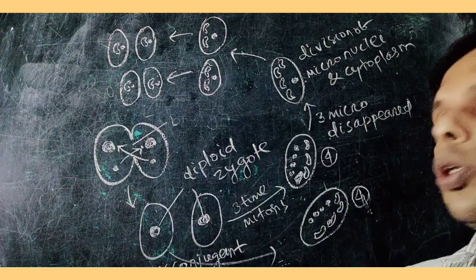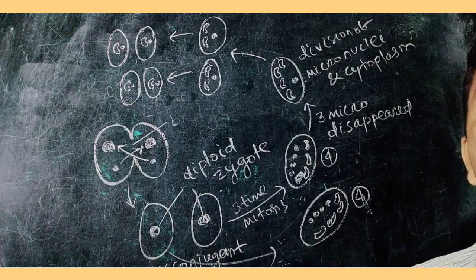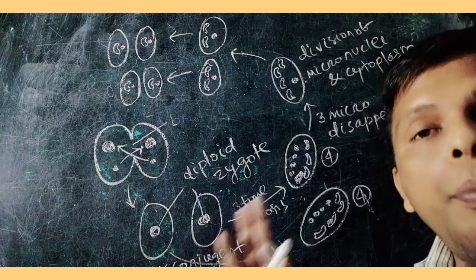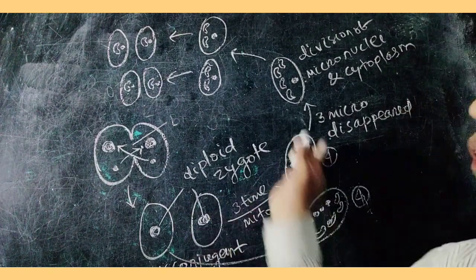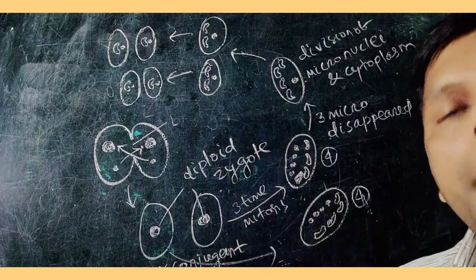Clear? So it is all about conjugation in Paramecium. In the next video, we will go for abnormal behavior of conjugation. So it is all about the process of conjugation. It produces eight Paramecium. Clear?